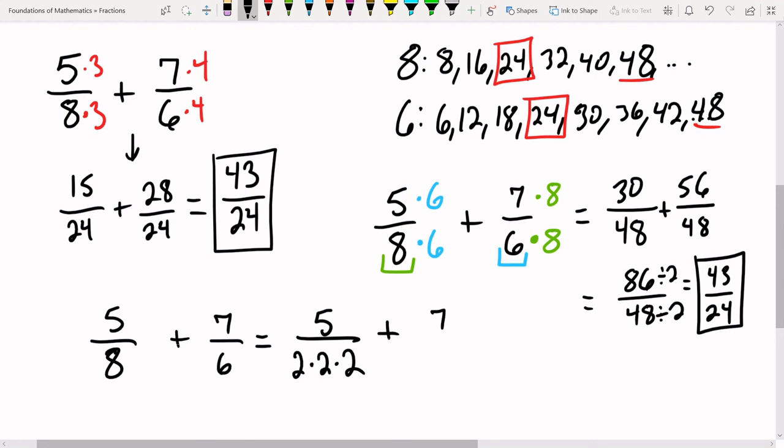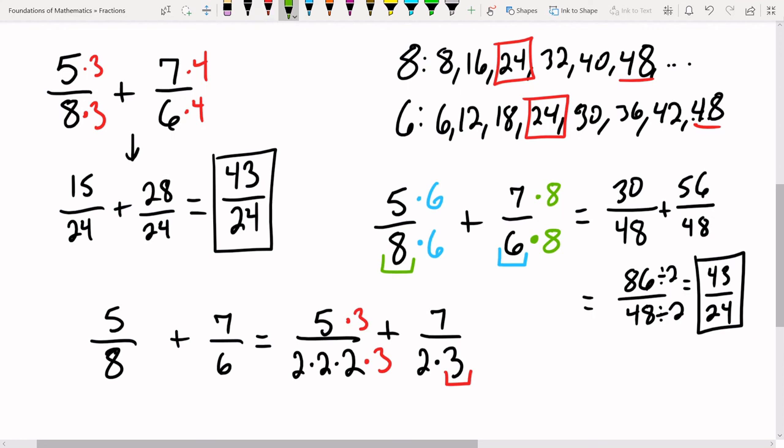6 is 2 times 3. 3 is a prime number as well, and 2 times 3, of course, is 6. So these are the prime factorizations of 8 and 6: 2 times 2 times 2, and 2 times 3. Now, what we're looking to do is get the same numbers on both fractions. So we're kind of asking, what does one have that the other one needs, and vice versa. This one has a 3, so I need to multiply this by 3 on top and bottom.